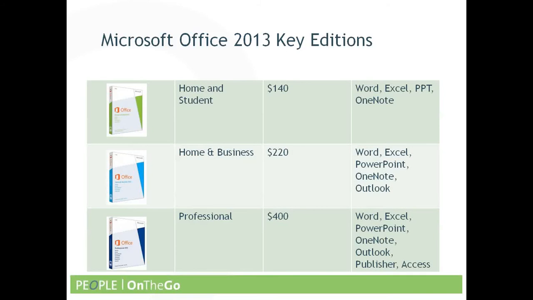And then finally, we have Office Professional. So this is a little bit more expensive. $400 gets you Word, Excel, PowerPoint, OneNote, and Outlook as it did in the previous version. But you also have Publisher, and you also have Access. So you'll have a little bit more control of databases. You'll be able to publish projects, a little bit more functionality for your buck when you order the professional version.